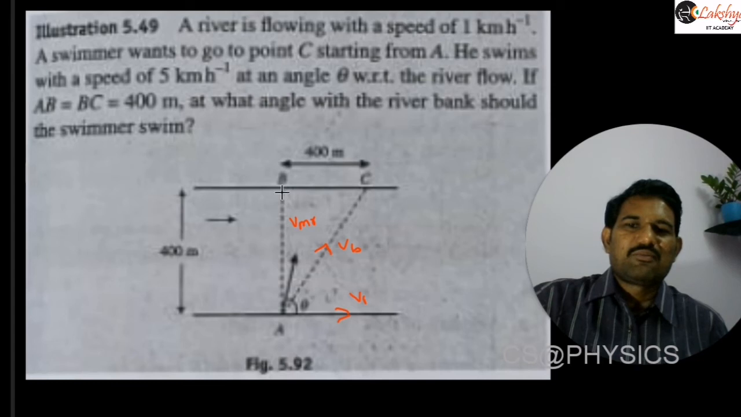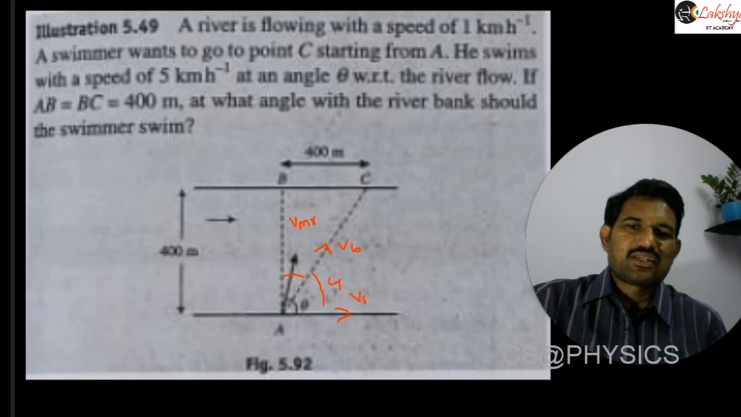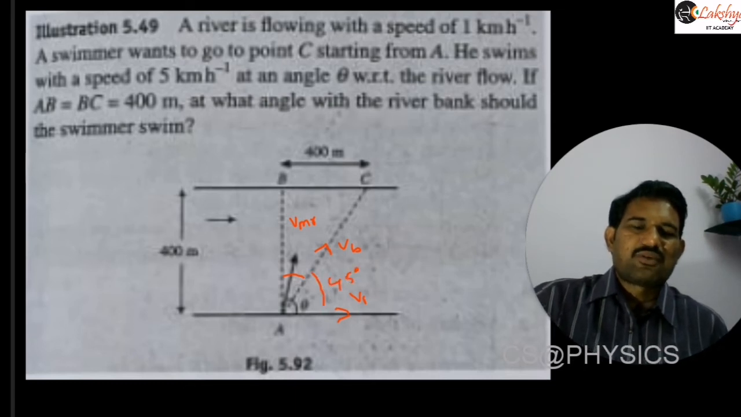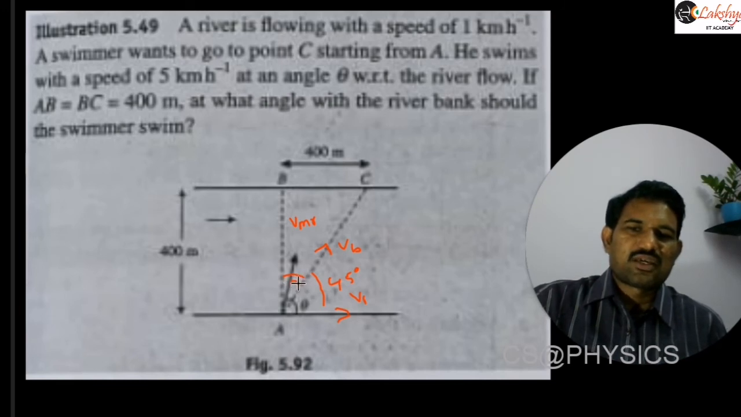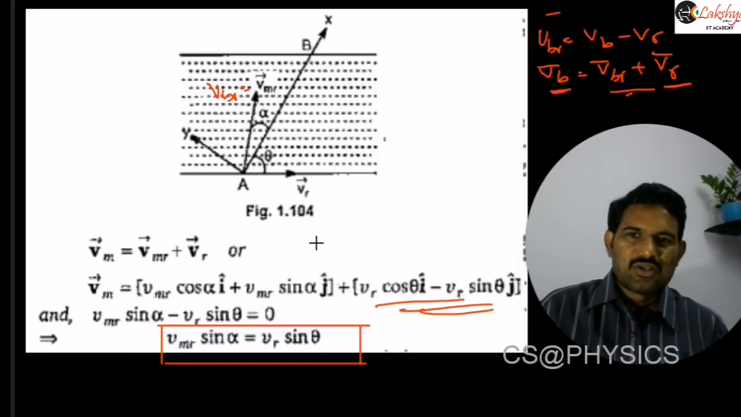And as these AB and BC values are given as the same, this angle you can take as 45 degrees. So this angle I can write as 45 degrees here. That means in our previous discussion, this is our theta here. This angle is alpha here, the angle made by this VMR with this desired direction. So in this, theta value is 45 degrees and alpha value you just need to calculate here.